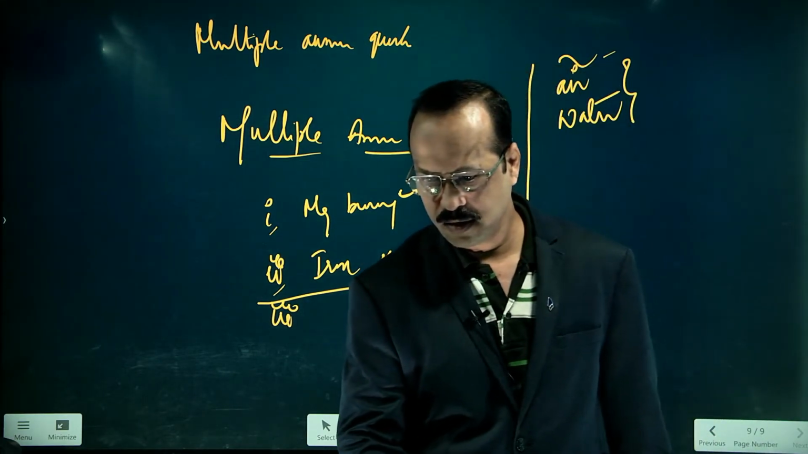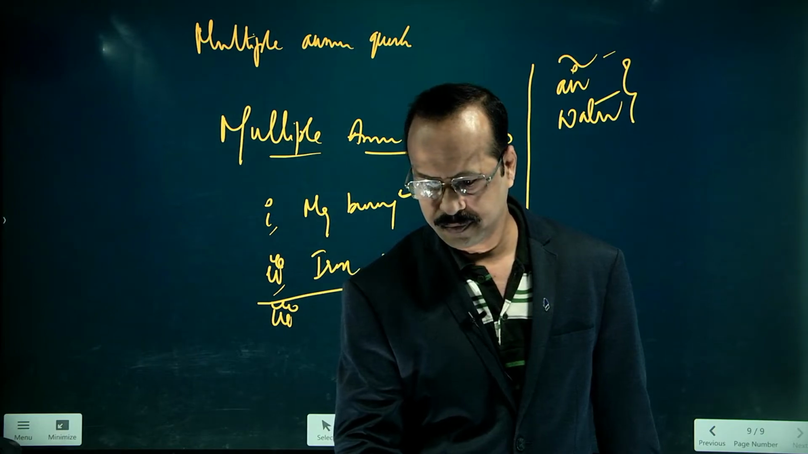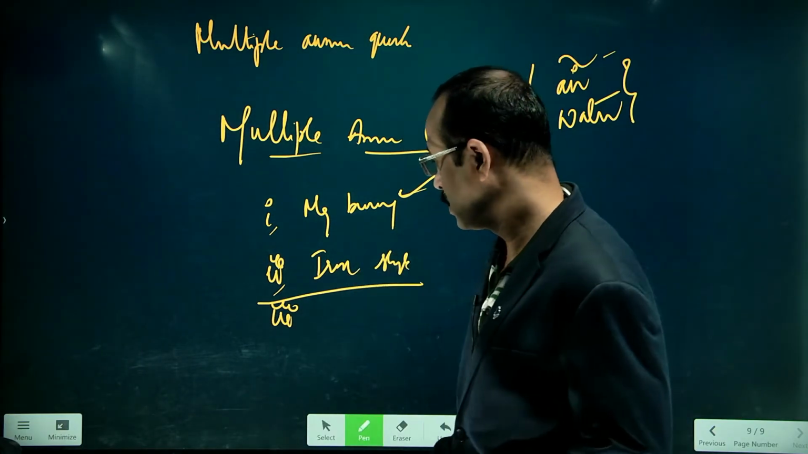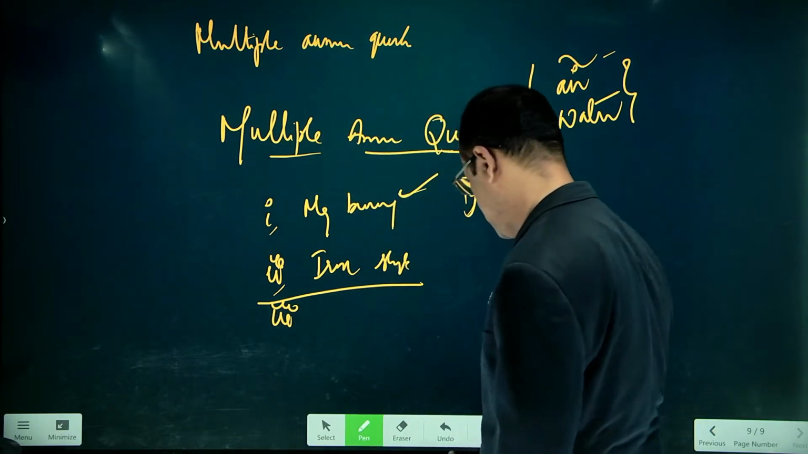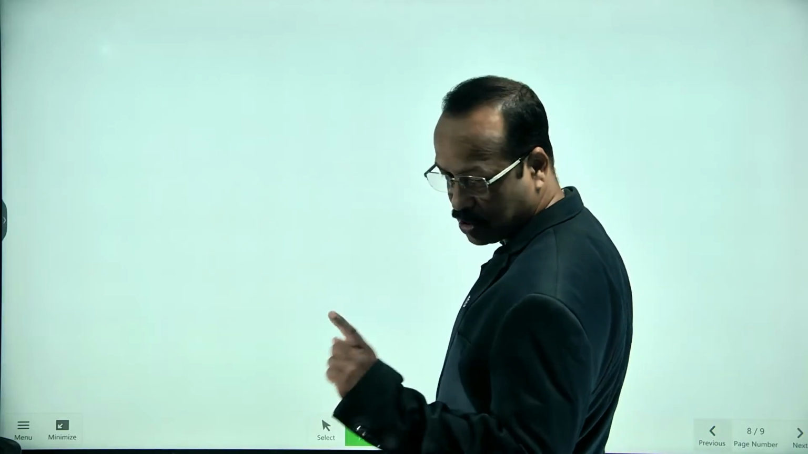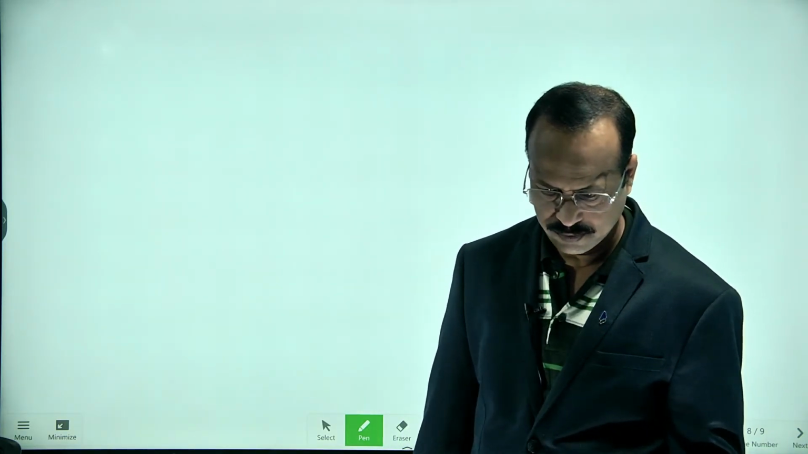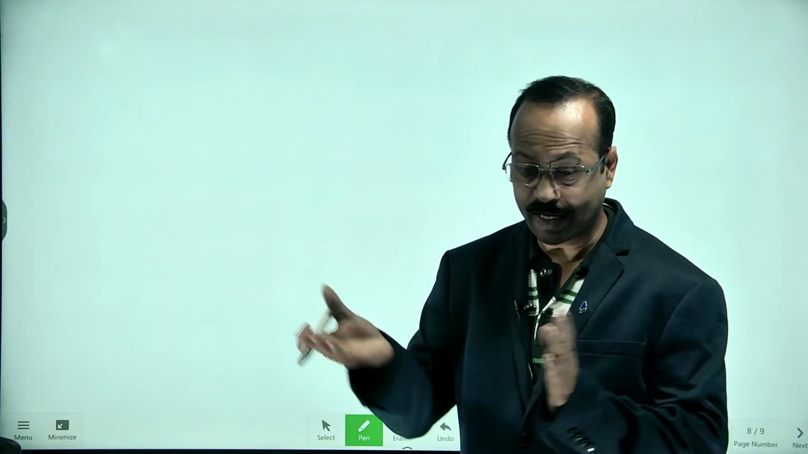Which of the following is a physical change? Okay, now what are the options? Grinding of wheat, curdling of milk, photosynthesis, burning of candle. Grinding of wheat is the only physical change. In the remaining ones, a new substance is forming. Again, you cannot get it back.